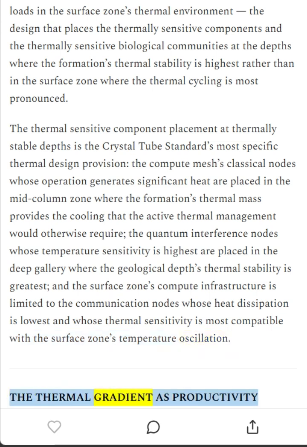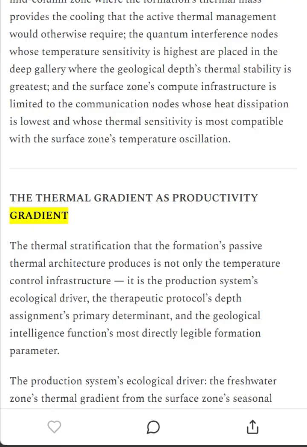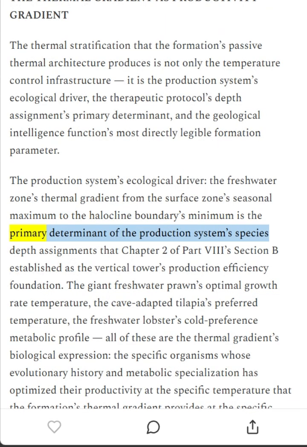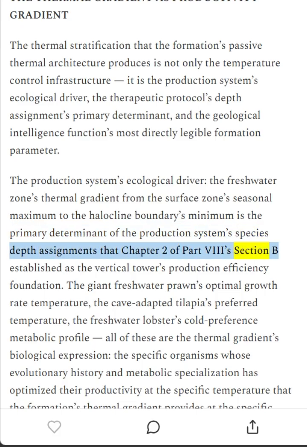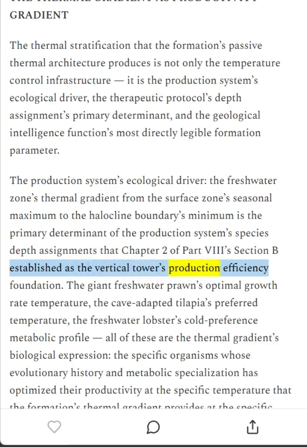The thermal gradient as productivity gradient. The thermal stratification that the formation's passive thermal architecture produces is not only the temperature control infrastructure, it is the production system's ecological driver, the therapeutic protocol's depth assignment's primary determinant, and the geological intelligence function's most directly legible formation parameter. The production system's ecological driver, the freshwater zone's thermal gradient from the surface zone's seasonal maximum to the halocline boundary's minimum, is the primary determinant of the production system's species depth assignments that Chapter 2 of Part 8 Section B established as the vertical tower's production efficiency foundation.